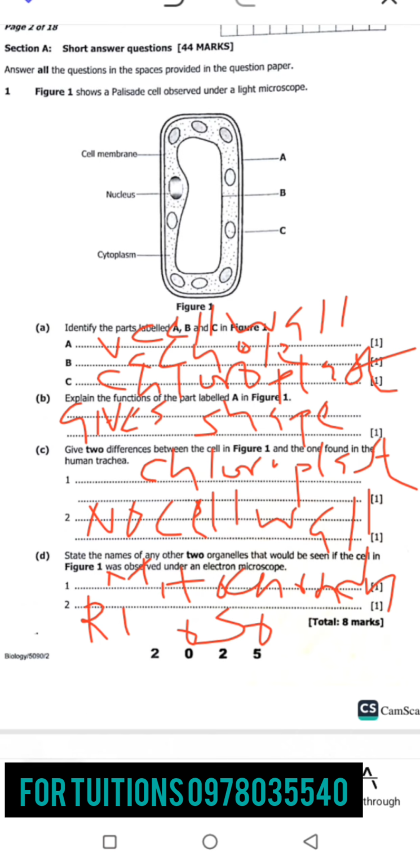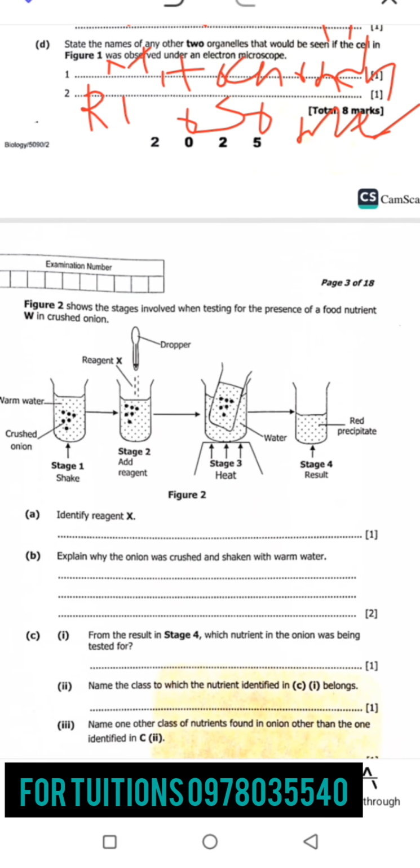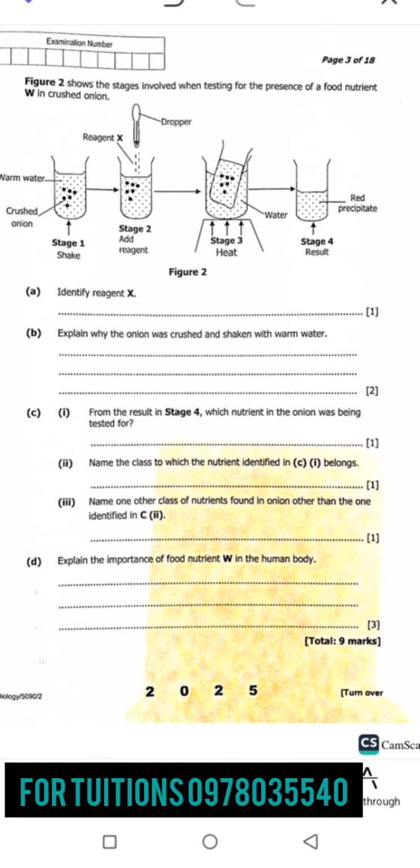Okay, so these were the solution for the first part. I hope you are following. Now let's look at the next question.